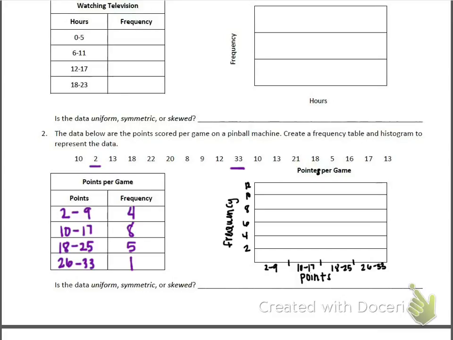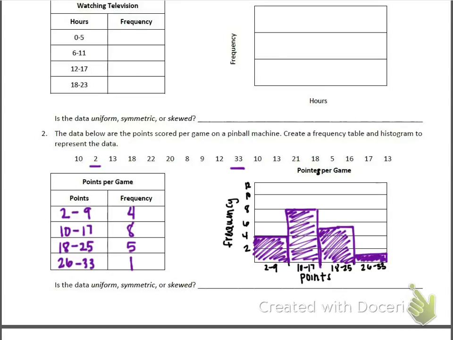So when we fill this out, in the 2 to 9, we had 4, so that's going to go here. In the 10 to 17, we had 8. Oops. So that's going to go here. Fill it in. 18 to 25, we had 5. So that's halfway. I tried to make these the same size. And then we only had 1 here.